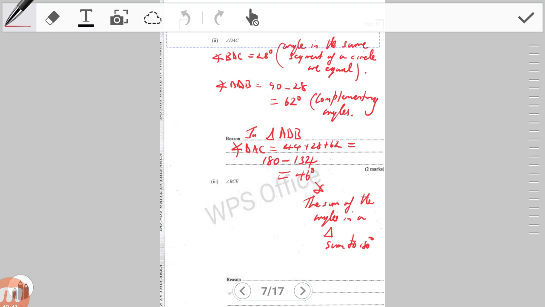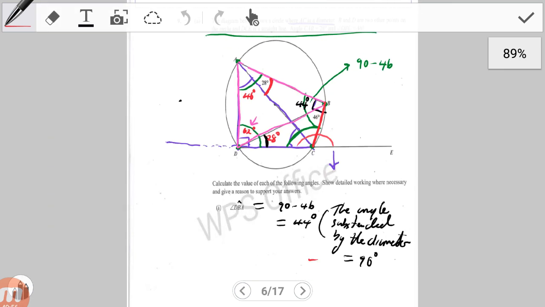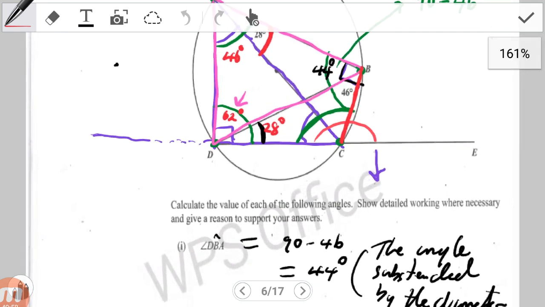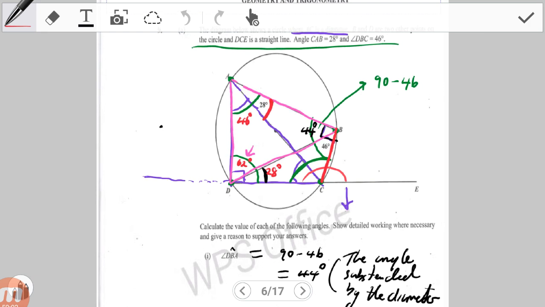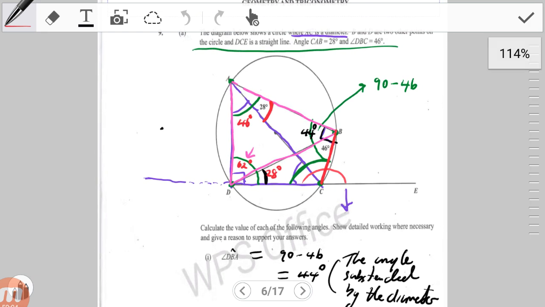At the end of the day, that's what you want to show. You want to show CSET that you understand the whole geometry that's related to the circle. All right, but the easiest way to get that angle of 46 degrees would have been to say that the angle DBC is equal to the angle DAC created by the chord DC, which is equal to 46 degrees.